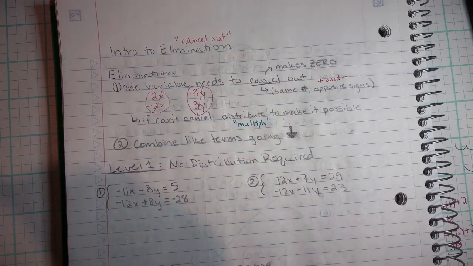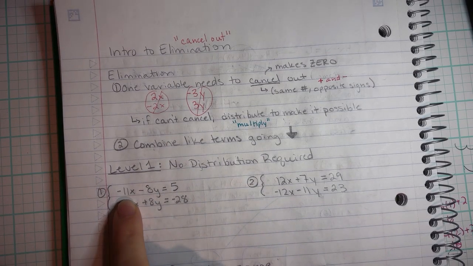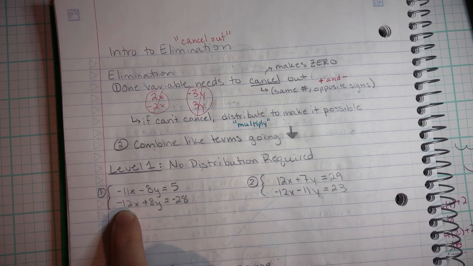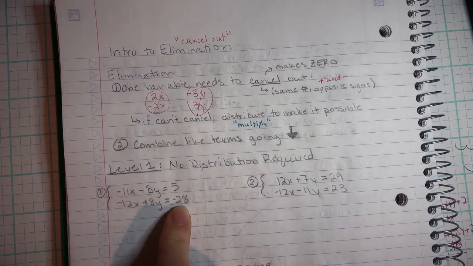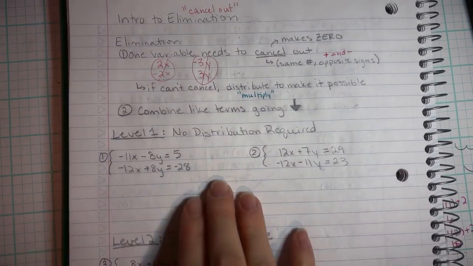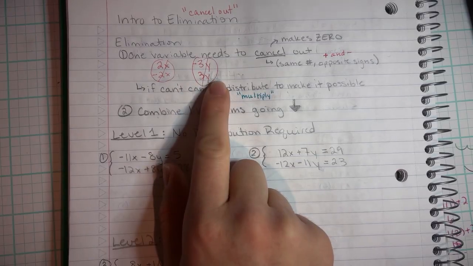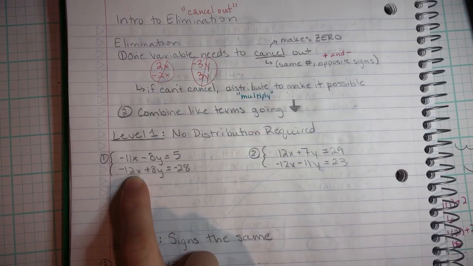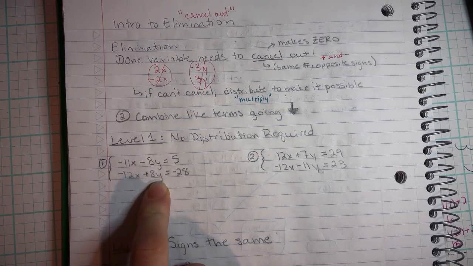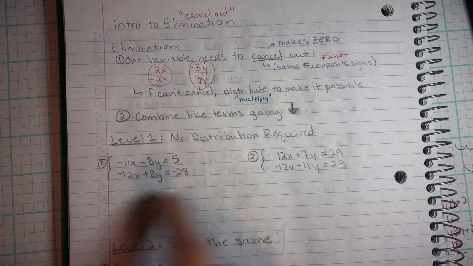So we're going to start with level 1. We have negative 11x minus 8y equals 5. And then we have negative 12x plus 8y equals negative 28. Okay, so looking at this problem, right, we're looking for one of our variables to cancel. Well, these x's aren't going to cancel because they're two different numbers and they're both negative. But when I look at my 8's, right, I got negative 8y plus 8y.